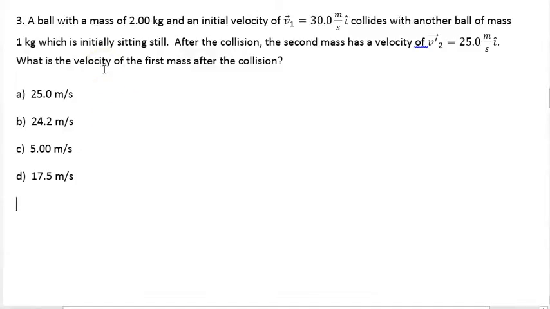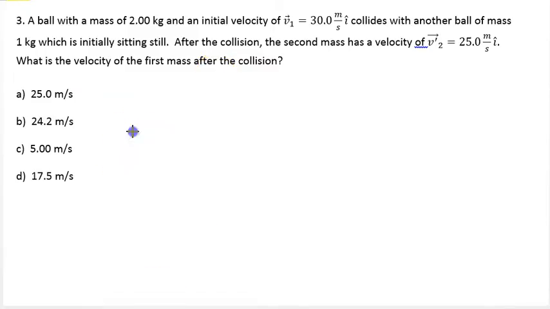Okay, now on to problem 3 of exam 3. We have a mass of 2 kilograms with initial velocity of 30 meters per second in the i-hat direction, or the x direction, and it collides with another ball, mass 1 kilogram, which is initially sitting still. So immediately you know, because this is a collision problem, that it involves momentum, right? And then it says after the collision, the second mass has a velocity v2 prime of 25 meters per second. What is the velocity of the first mass?